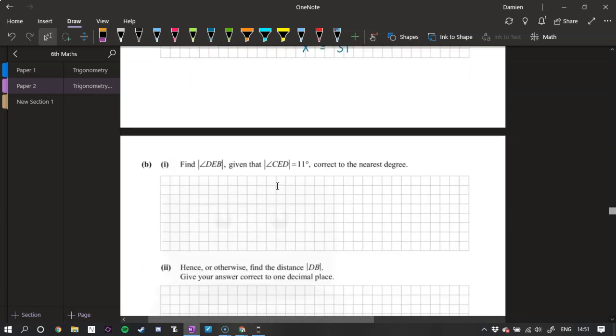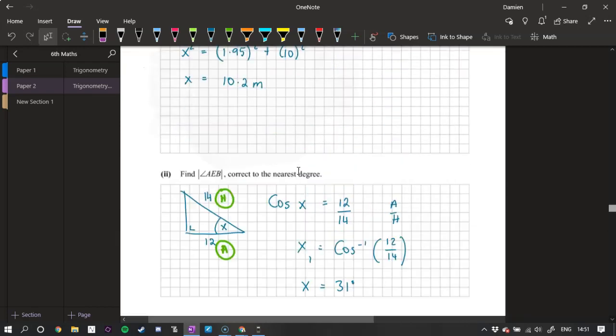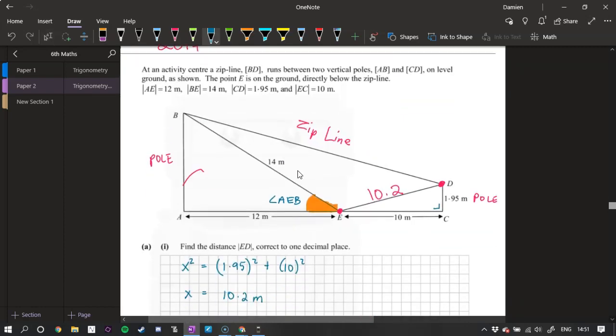Part 2 then, or part B, part 1 says find angle DEB, given that CED is equal to 11 degrees. So again, going back to the question, we want to find DEB and CED is 11. So let's put that in. CED is 11. So starting at C, then moving to E, then moving to D. So CED is 11 degrees. So this here is 11 degrees.